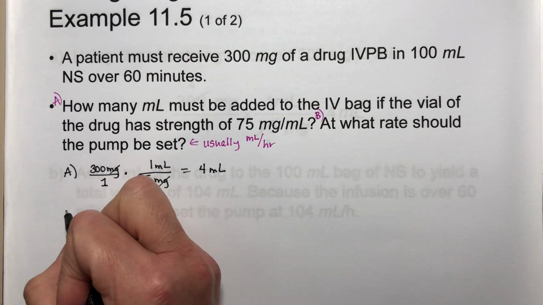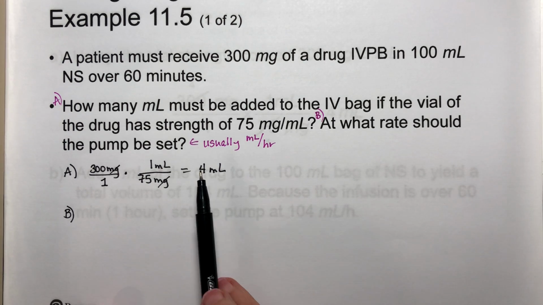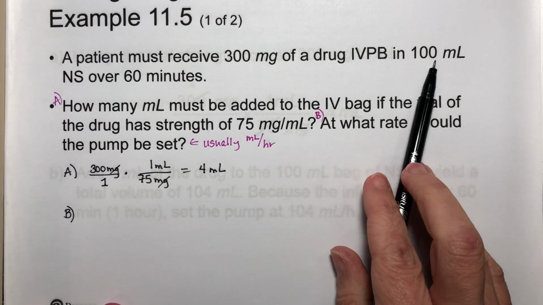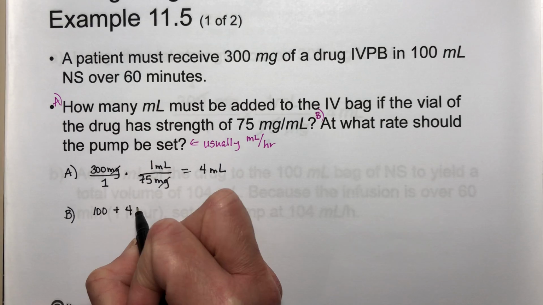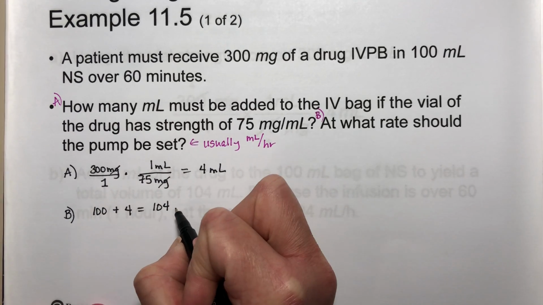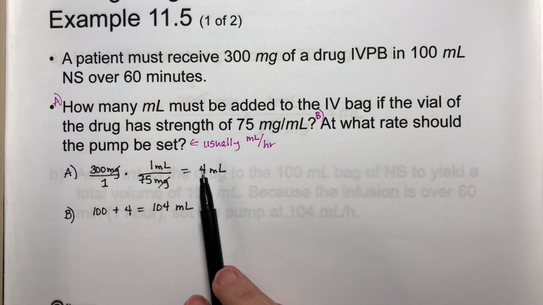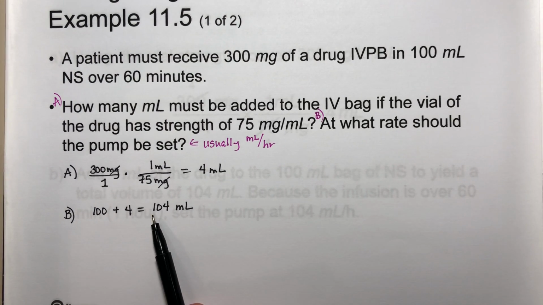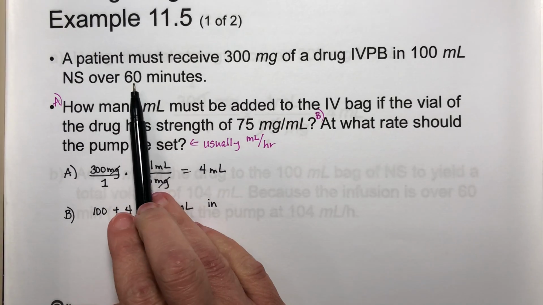For part B, the first thing we need to do is to talk about how much fluid is going into the patient. We are adding 4 milliliters of this drug to a 100 milliliter bag. So we take the 100 and add the 4. So we now have 104 milliliters we need to get into this patient. At what rate should the pump be set? We need to get 104 milliliters into the patient in how long? 60 minutes.